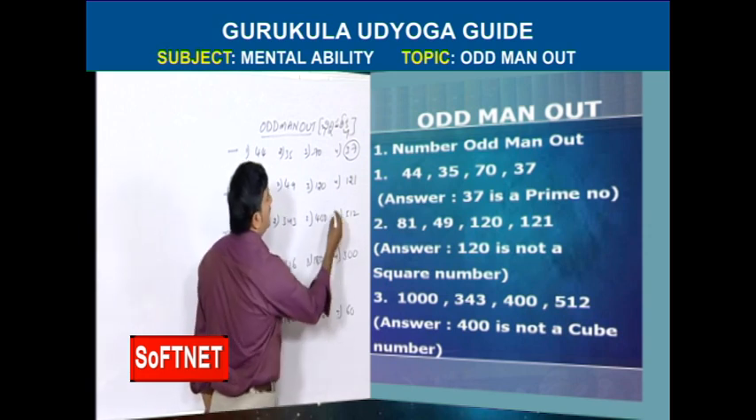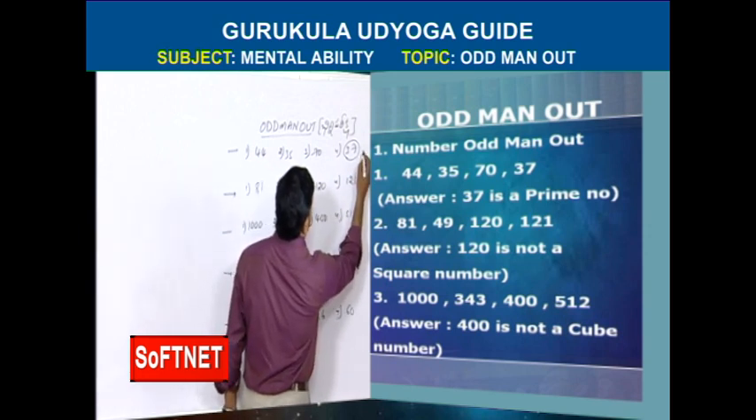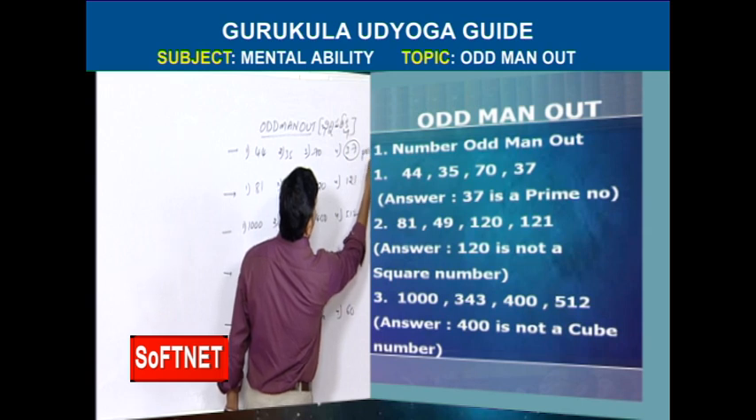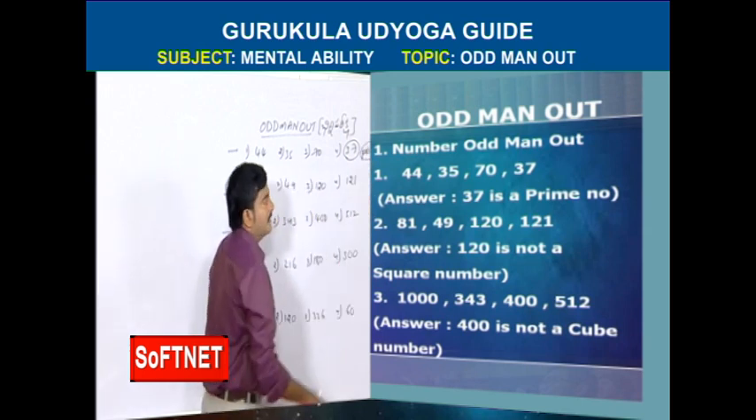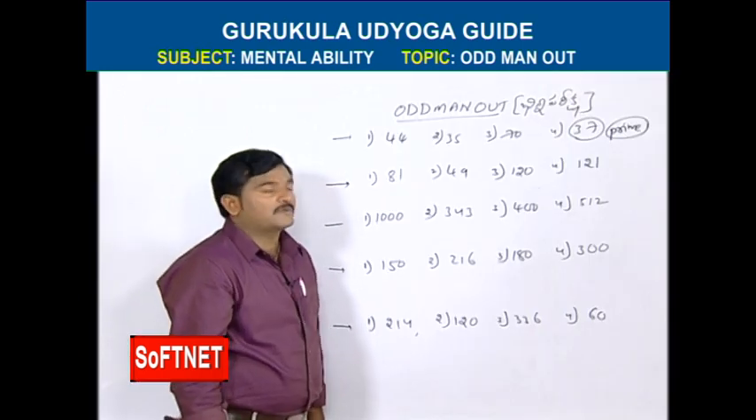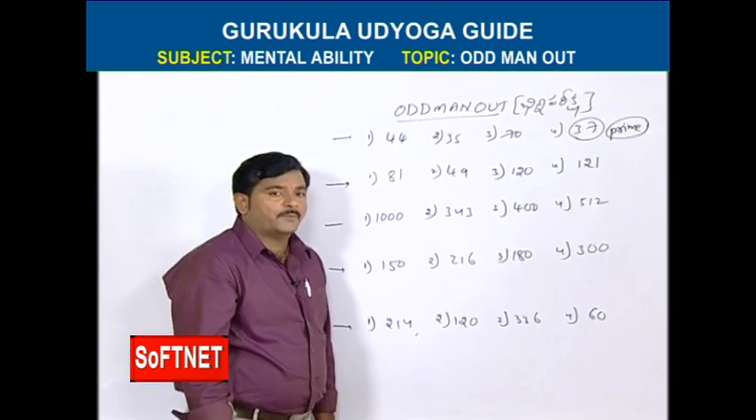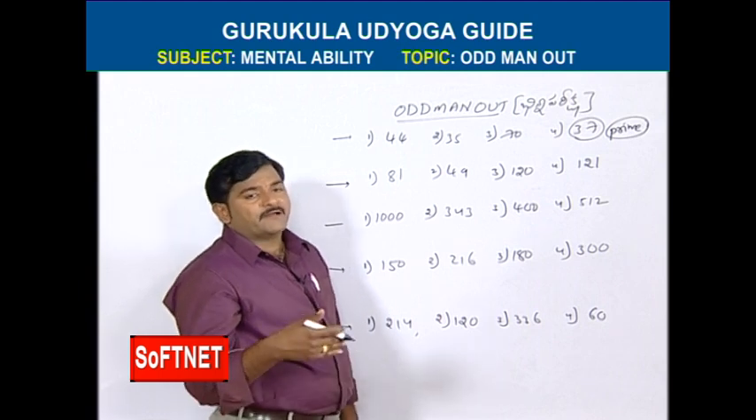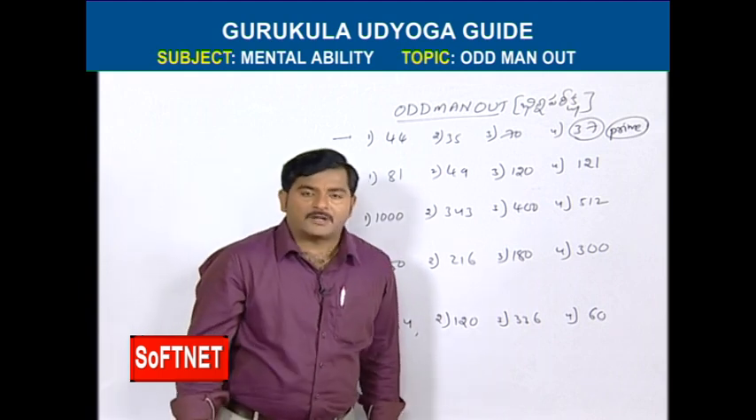What is the concept involved here? The concept is that it is prime, whereas the remaining are not primes. 37 is prime, remaining are not primes. That is the logic involved in the first question. I hope you understood that. That's why you need to know prime numbers at least up to 100.